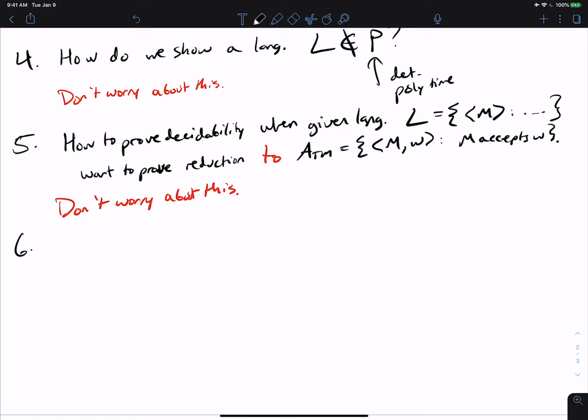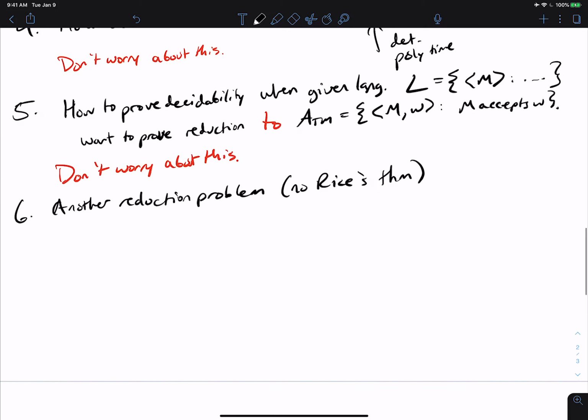In fact, I don't even know of an example problem in which you do that sort of thing, so I wouldn't worry about it. Can you go over another reduction problem? Sure. So another reduction problem that doesn't use Rice's theorem. The question says that we can't prove it by Rice's theorem, so which one would that be?